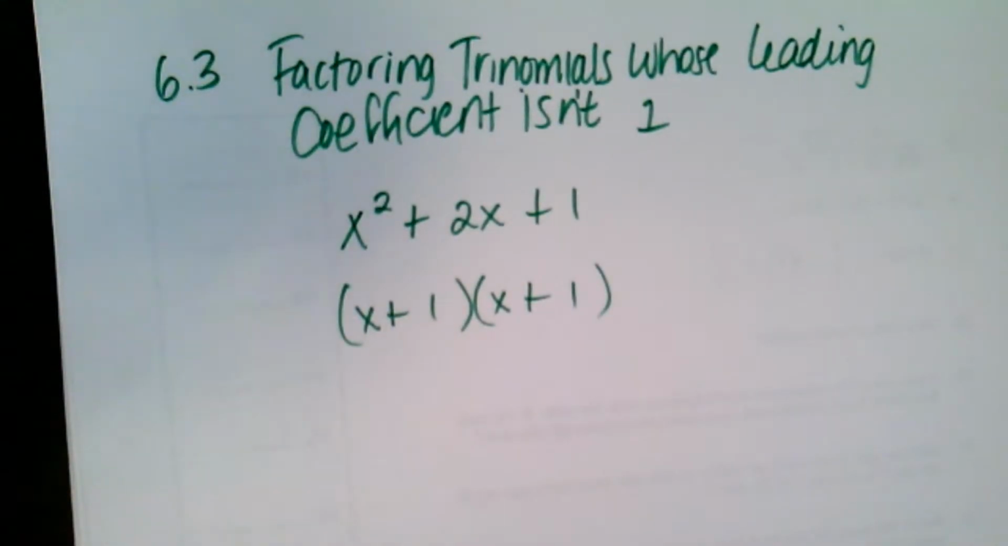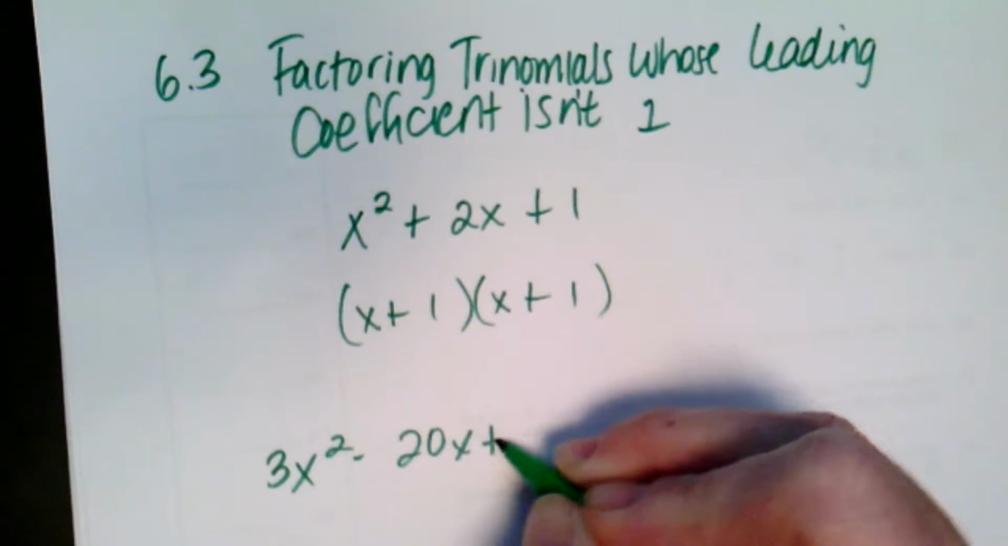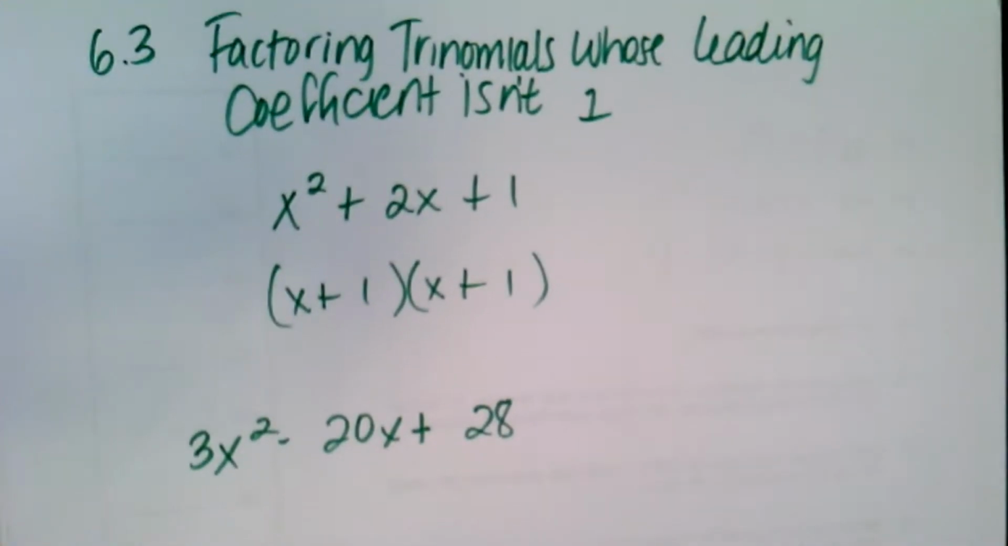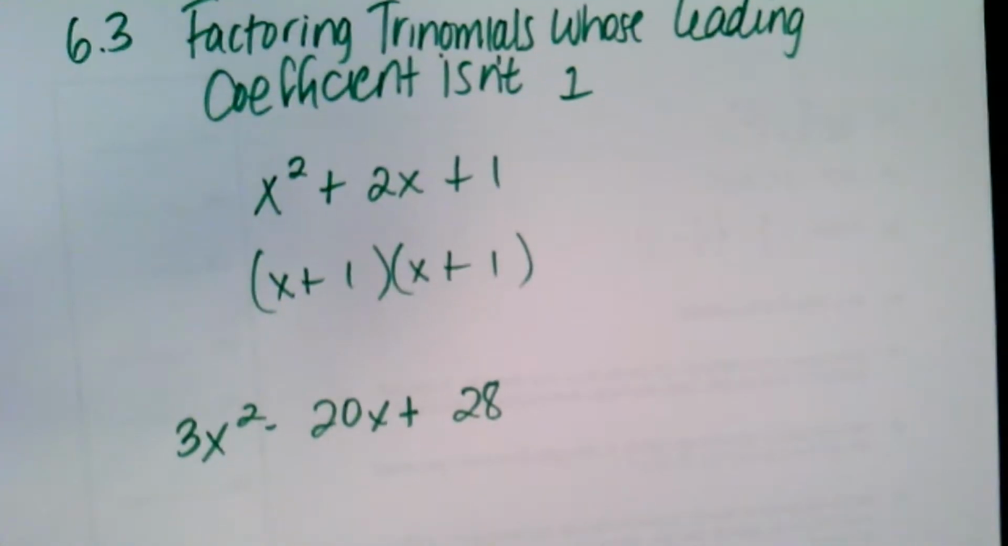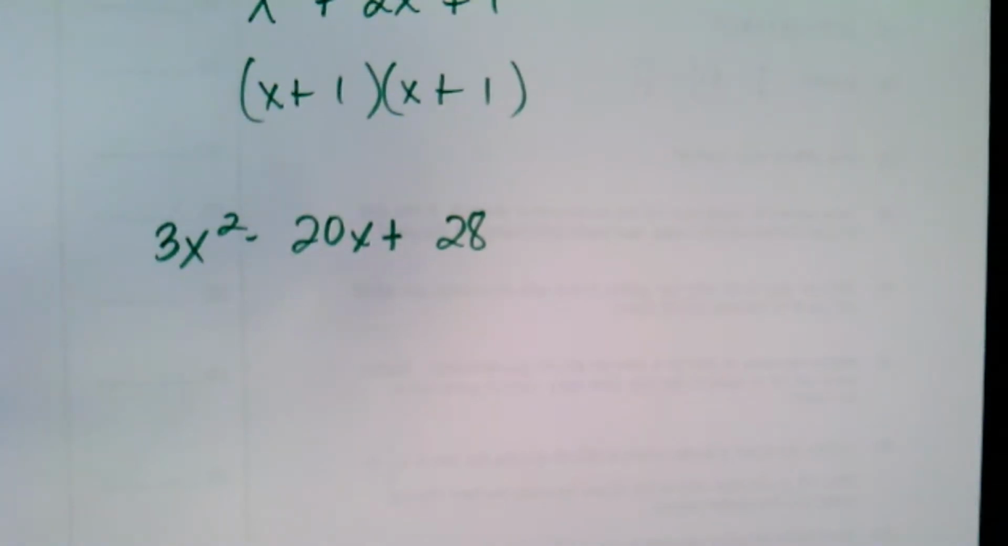All right, so let me use some examples. These come out of your book. This is on page 448. If you don't have a copy of the paper book, remember you can get the MyMathLab book. You get a digital copy. All right, so our problem is 3x squared minus 20x plus 28.